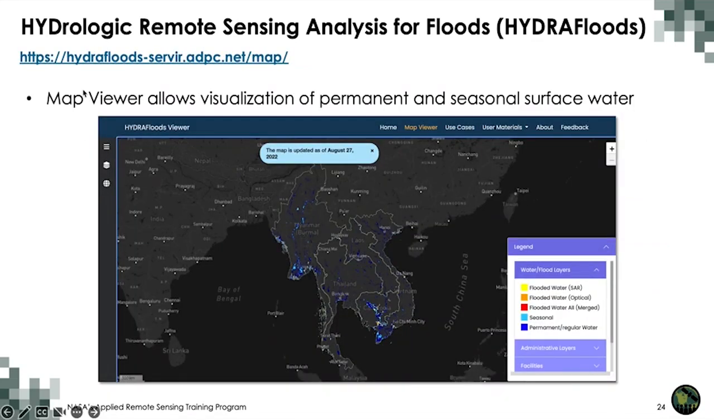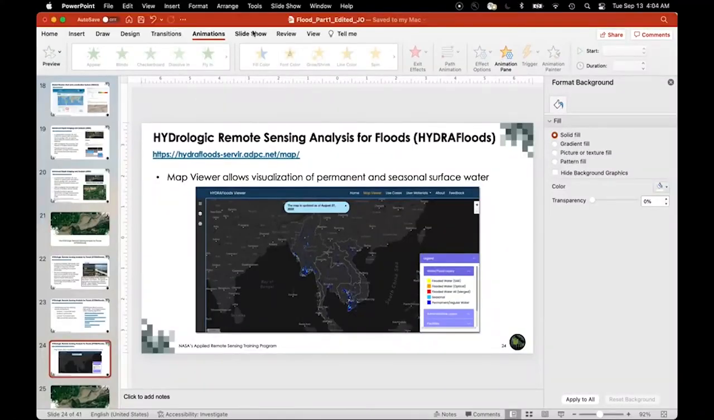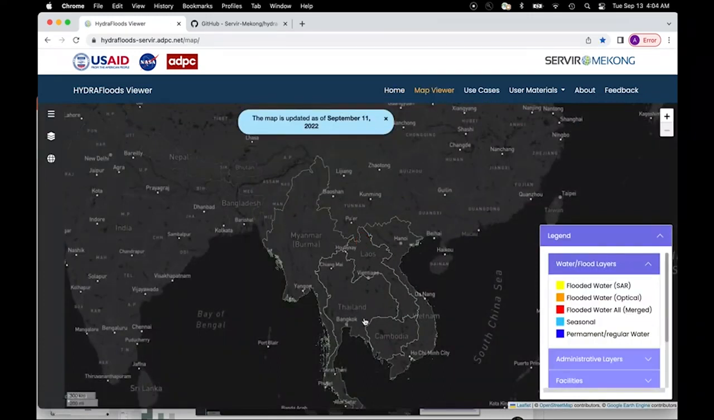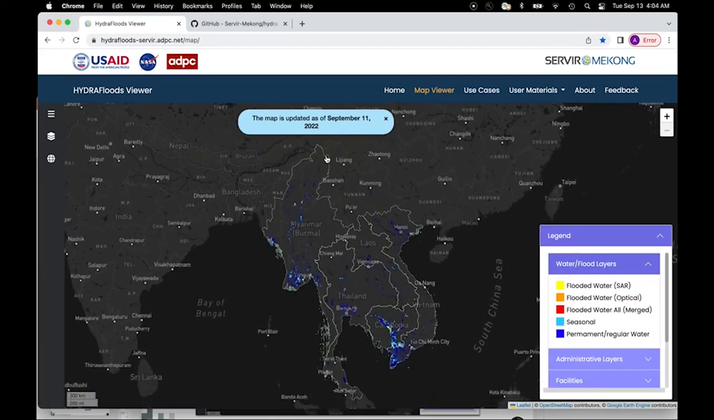This is the website. It is the map viewer, and let us look at the site. So this is the HydroFloods viewer from Surveyor. Right now it is focused on Mekong Basin. You can go to map viewer. It takes you to the Mekong Basin.